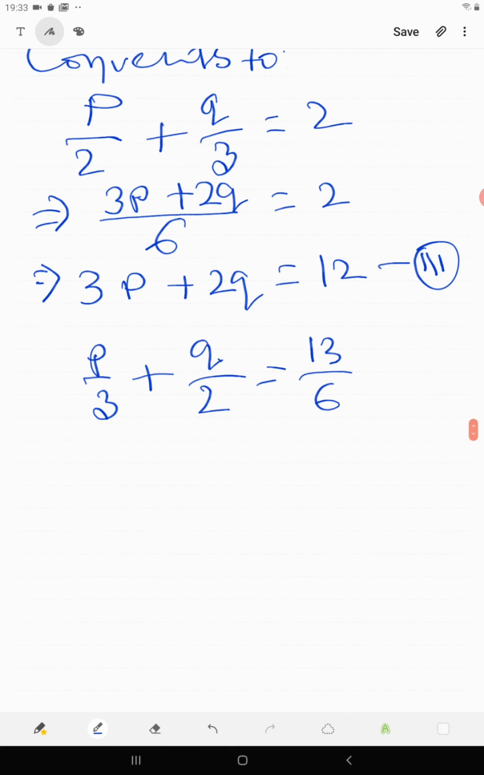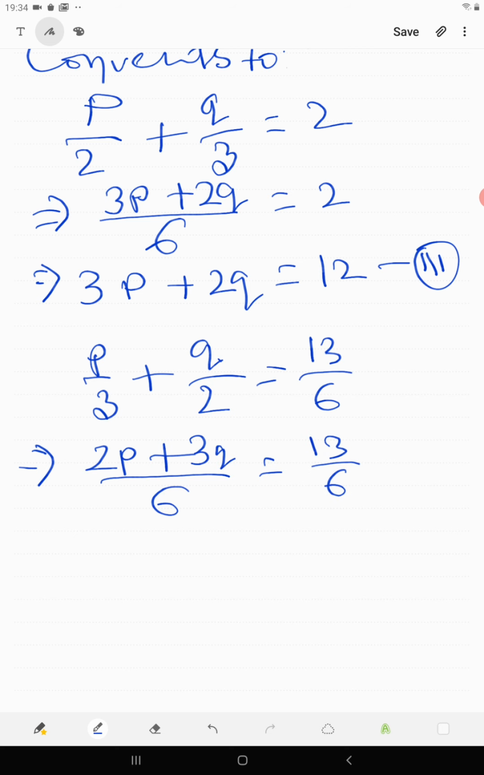So this will be reduced. 3 into 2 is 6, and 6 divided by 3 is 2. 2 multiplied with p is 2p, plus 6 divided by 2 is 3, and 3 into q is 3q, equals to 13 by 6.